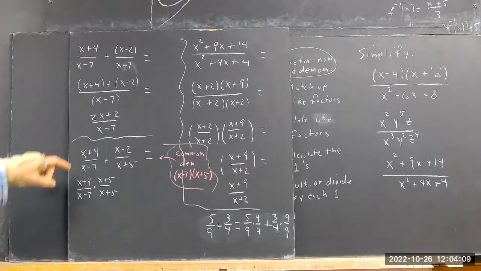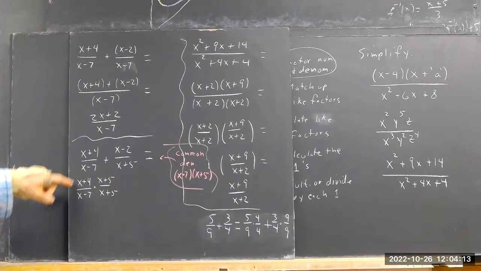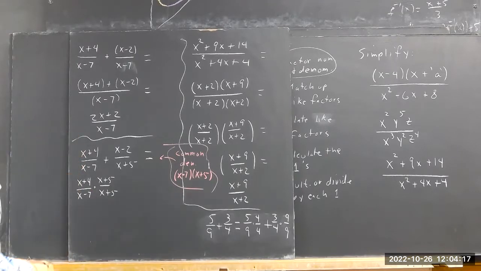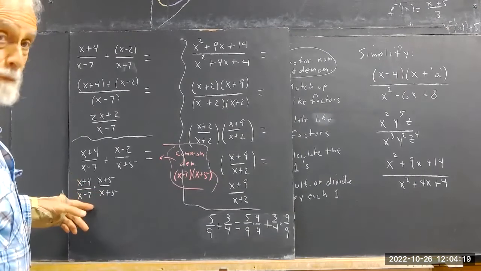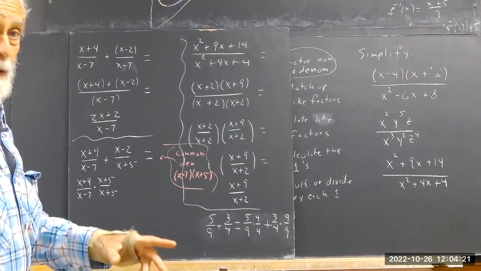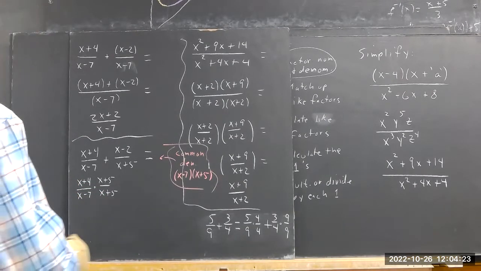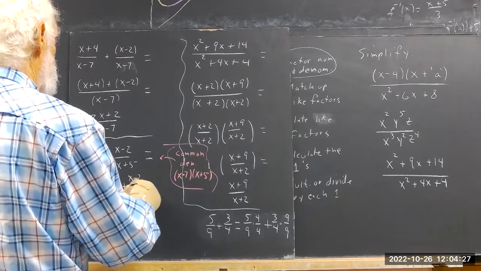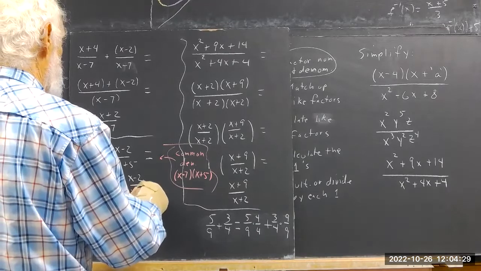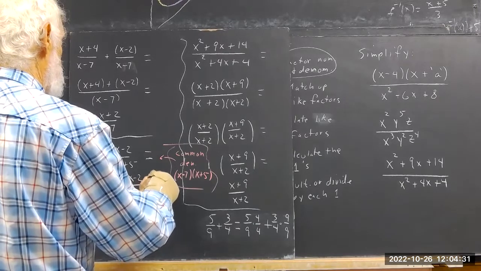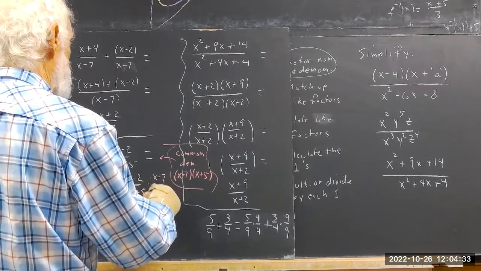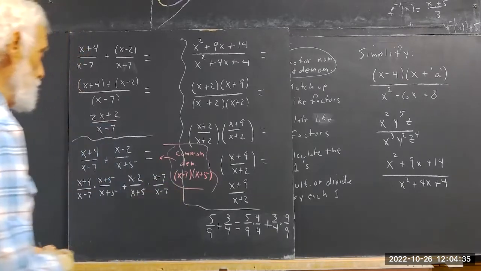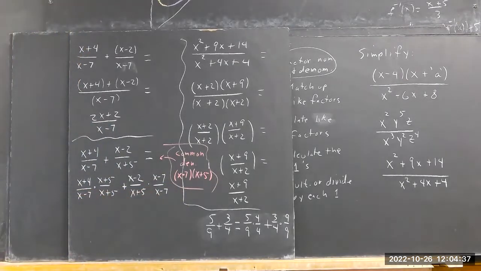Any number you put in for x here, put in the same number for x here, you're going to get exactly the same thing. Now you might have to reduce it when you do this. It's going to have exactly the same value. Okay. Then you have x minus 2 over x plus 5 multiplied by x minus 7 over x minus 7, because again, you're just multiplying by 1.